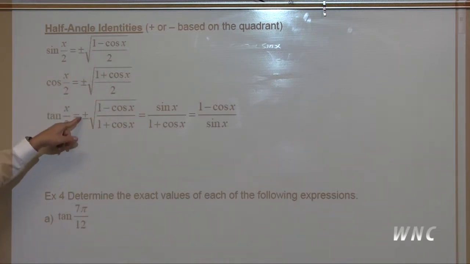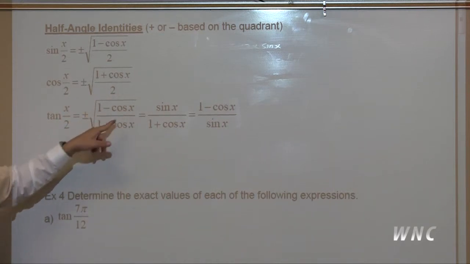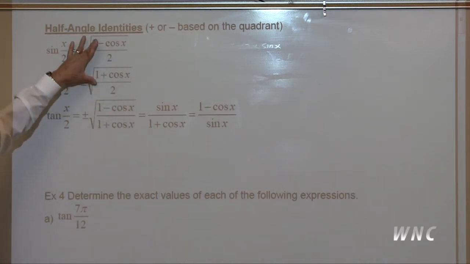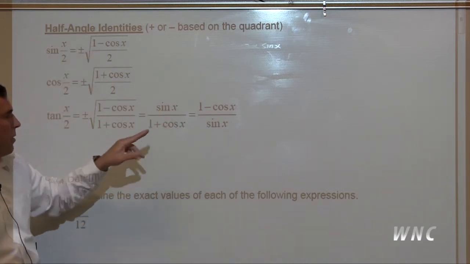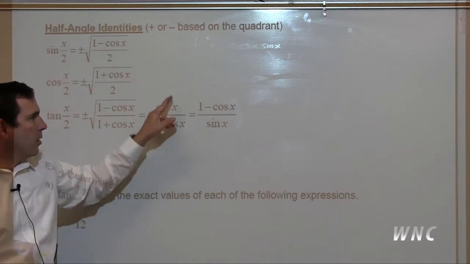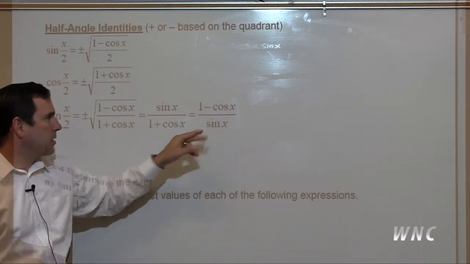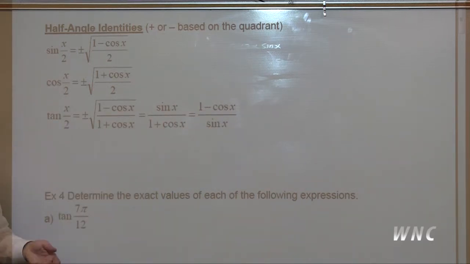Tangent of x over 2 is plus or minus the square root of (1 minus cosine of x) over (1 plus cosine of x), which is what we see, cosine, sine over cosine. Or, this is kind of cool, sine of x over 1 plus cosine of x, or 1 minus cosine x over sine x. Now what's important is to remember these plus and minuses.